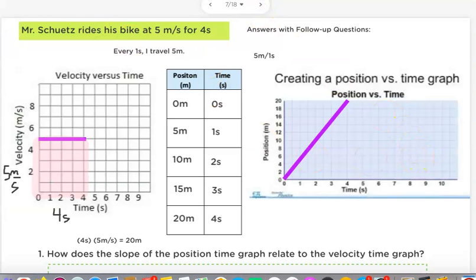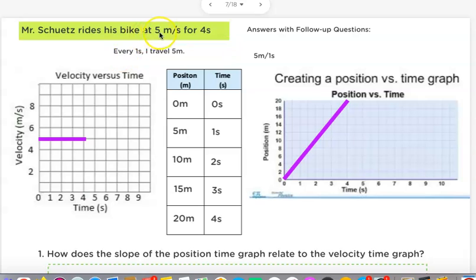Okay, so these are the answers. Ooh, I want to erase something because it's not relevant yet. So these are the answers. Mr. Schutz rides his bike at 5 meters per second for 4 seconds. So this is 5 on the velocity. 5, 5, 5, 5, 5. My position time graph, well, if I start from rest, which he does, 1 second later, I've traveled 5 meters.